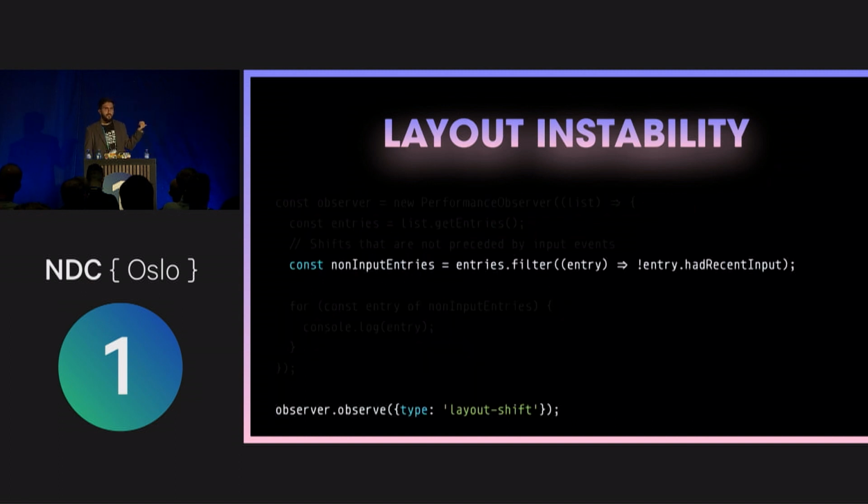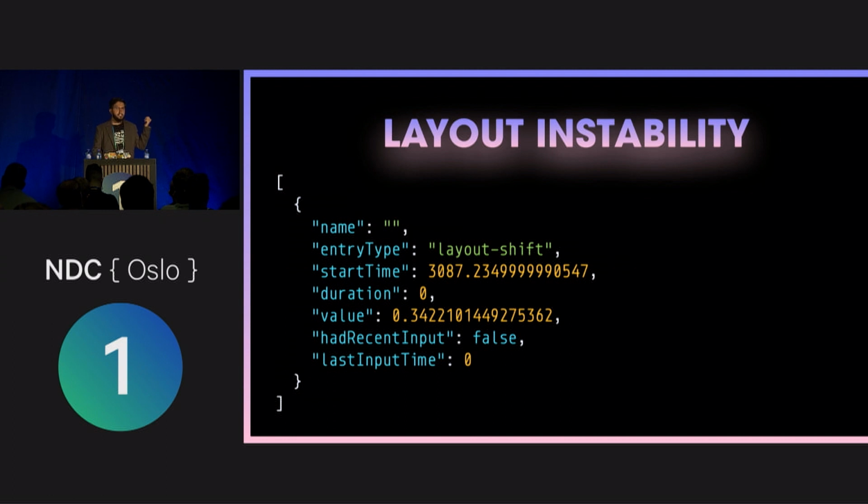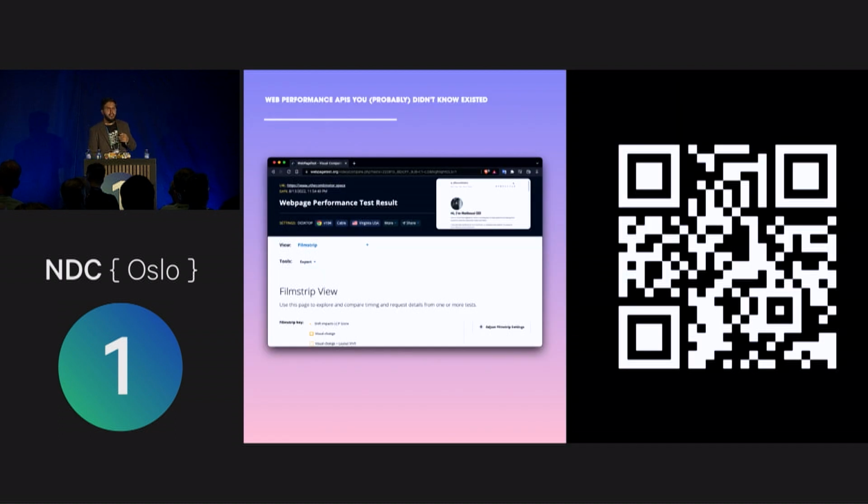So we can use the Performance Observer to spot these events. We listen for layout shift events, and it's going to give us something like this. That is basically a lot of metadata about that one event, including, for example, if it was triggered by some input field. And the thing is, we can use that with some tools like this.